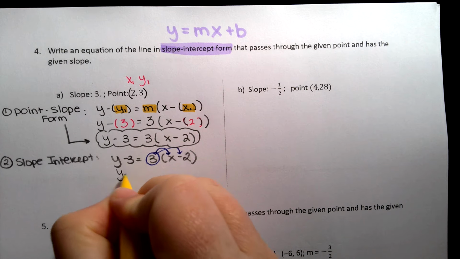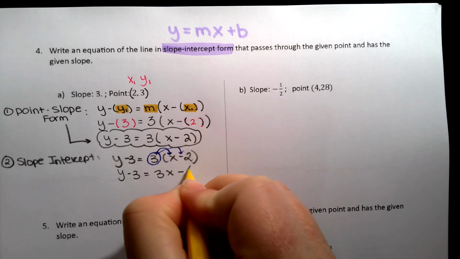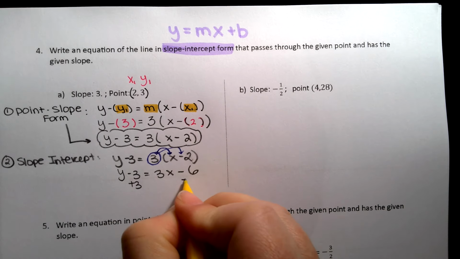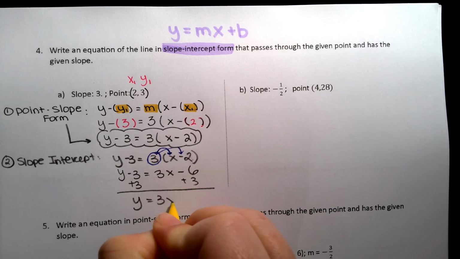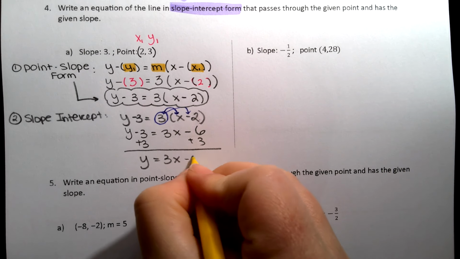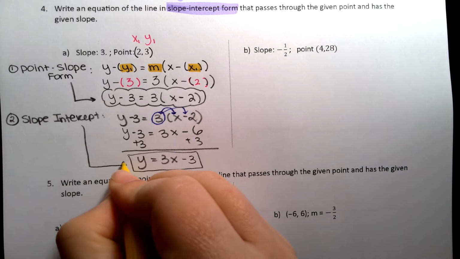So we get y minus 3 is equal to 3x minus 3 times 2 is 6. And then add 3 to both sides here. Y is then equal to 3x. We shift this up here, minus 3. And this is your answer for slope-intercept form.